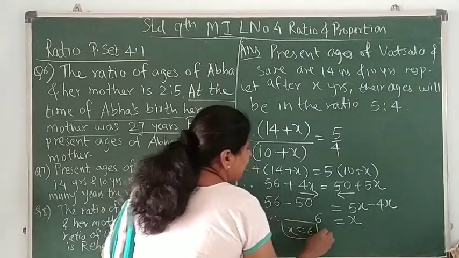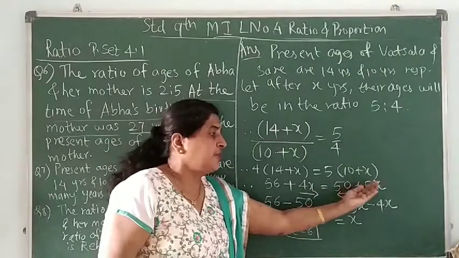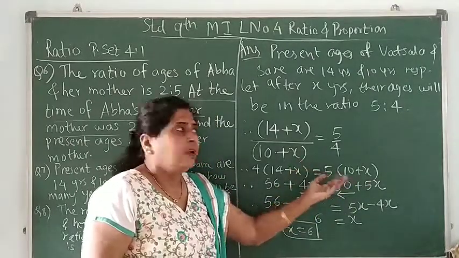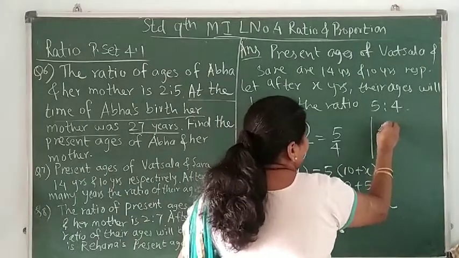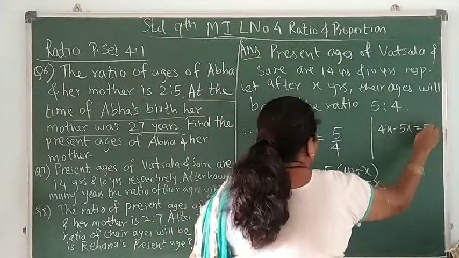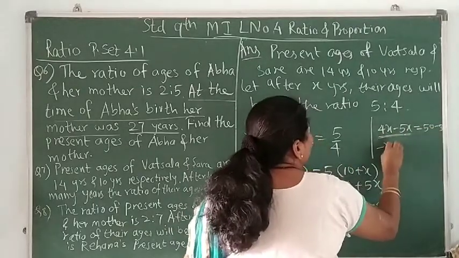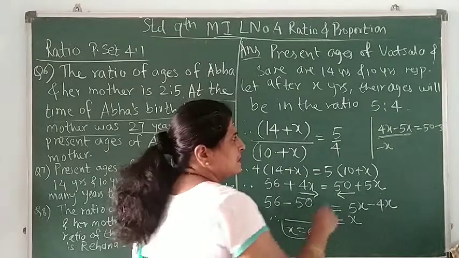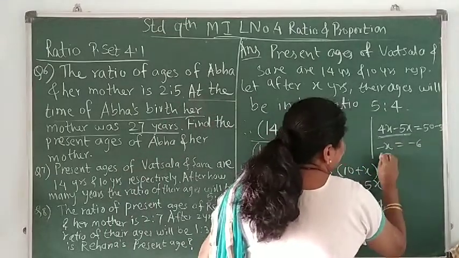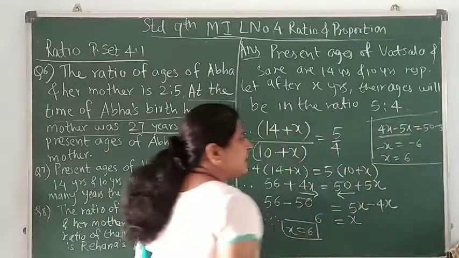Why have we done this? Because what happens if you put 4x here and take 5x here? Then 4x minus 5x, and then here you will get 50 minus 56. In that case, this becomes negative. It becomes minus x is equal to minus 6. If you go on solving properly, then you can get the correct answer this way also.